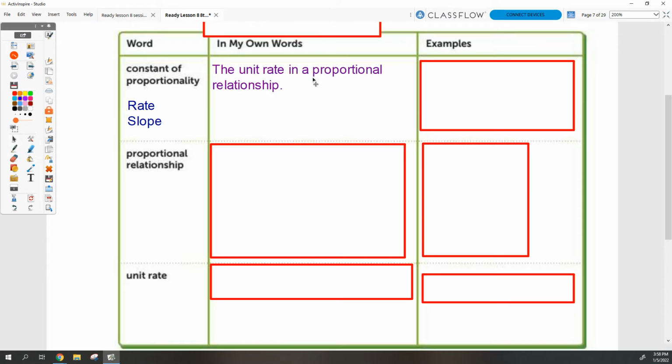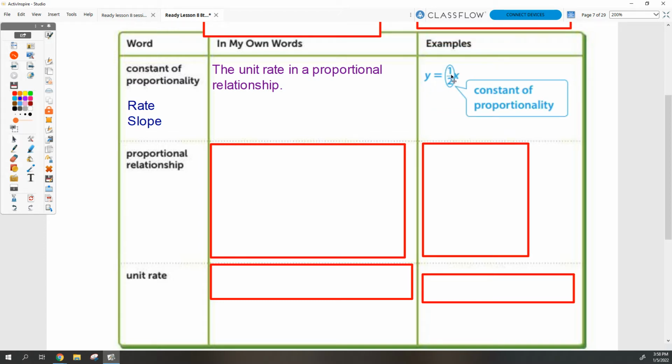So here the unit rate in a proportional relationship. So how much is it going up for every unit? Some examples: y equals 1/2 x. Remember this 1/2 right here. We said that was the rate or the slope. That's also called the constant of proportionality.